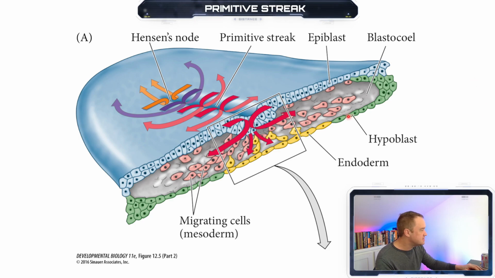So the ones, let's see. These purple ones that migrate through up here become the somites, and the red, the cells that are navigating this region further posteriorly, become mesoderm tissue. Okay, there's a lot of information in this slide, so I'm making sure I cover everything.